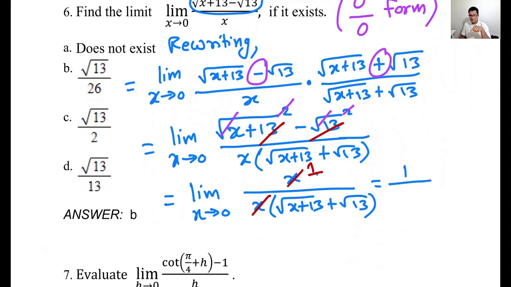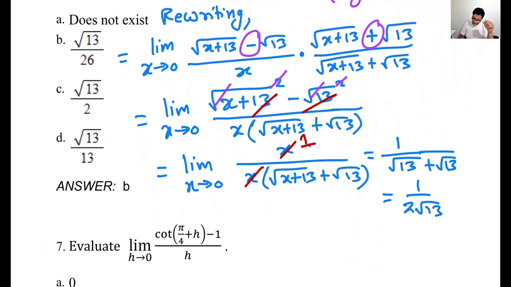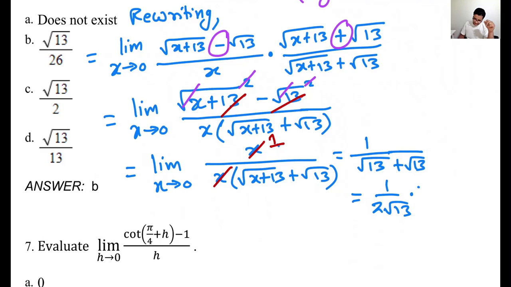Now I'm doing the substitution. Okay. Because you will see that if I substitute now, I will get root 0 plus 13, which is just 13 plus root 13. Right. And that does not become problematic anymore. That would be the first answer you get.